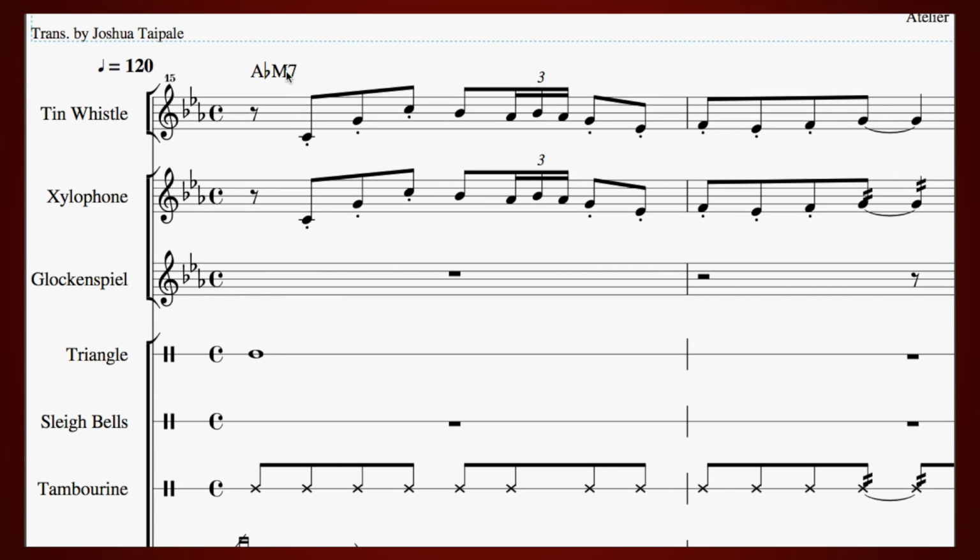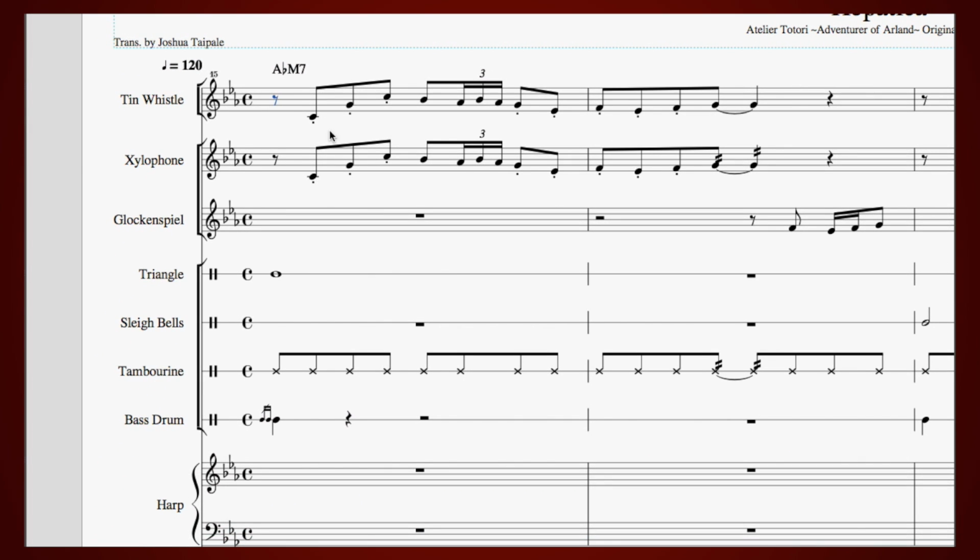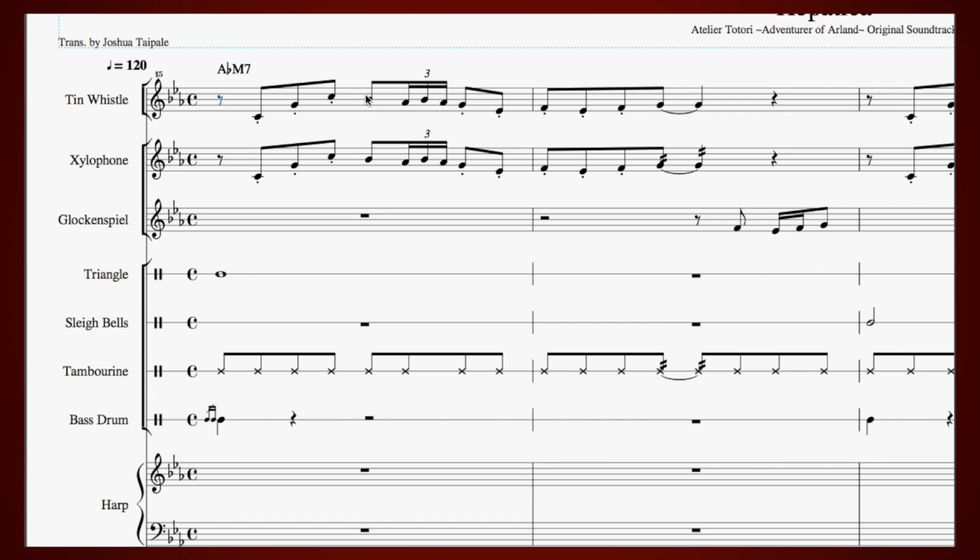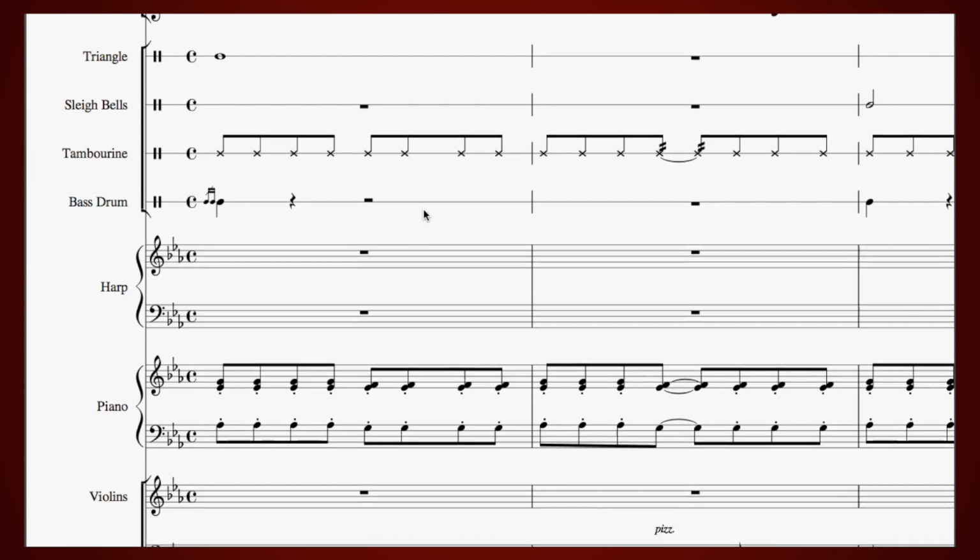You can write this with a capital M, with maj, or you can use the little delta symbol. I prefer to use the capital M, A flat major 7. And then we get this. That sounds pretty clear to me.